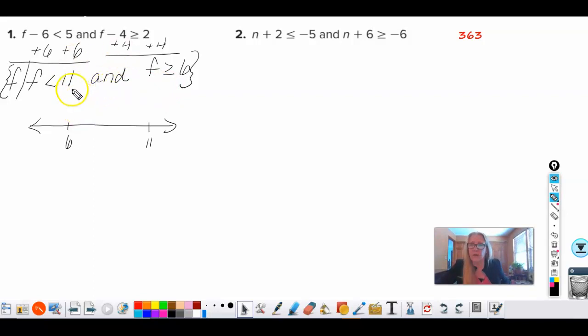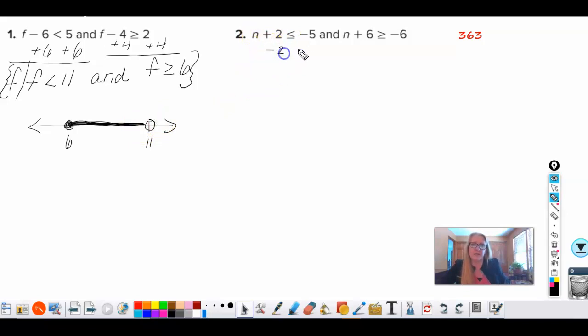All right, so we know that f has to be less than 11, and it's a less than, so it's an open circle like that, okay? And it would be this direction, and f is greater than or equal to 6, which means we're going to have a colored in dot here, and it's going to be shaded this direction. So the values that satisfy both of these inequalities would be 6, including 6, and up to 11, but not including 11. Okay?